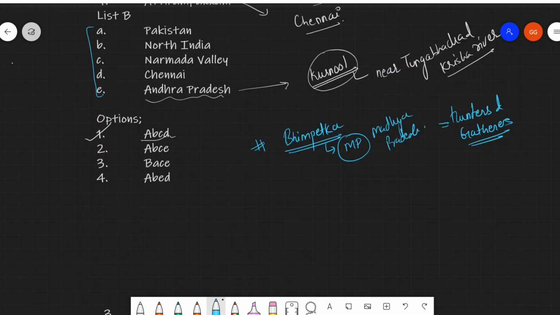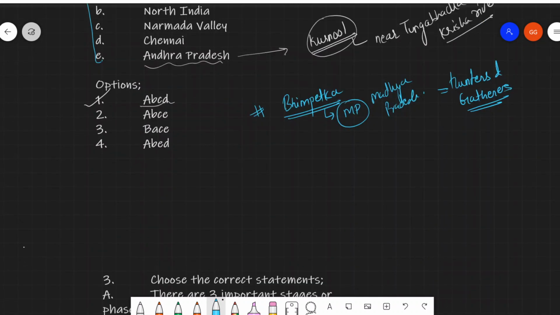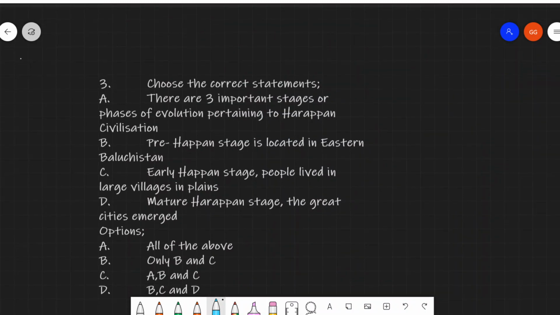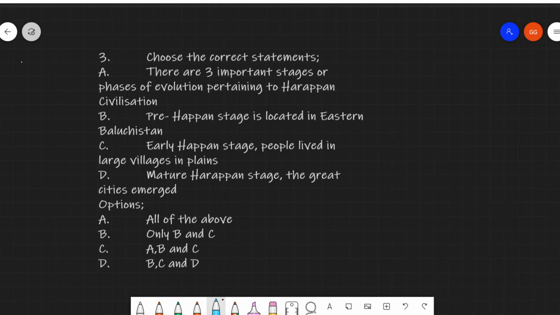Let's get to the third question. It's asking us to choose the correct statements. Now these are 3 statements. Let's go through them. The first statement is there are 3 important stages or phases of evolution pertaining to Harappan civilization. The second statement is pre-Harappan stage is located in eastern Balochistan. The third is early Harappan stage, people lived in large villages in plains. And the fourth statement is mature Harappan stage, the great cities emerged.